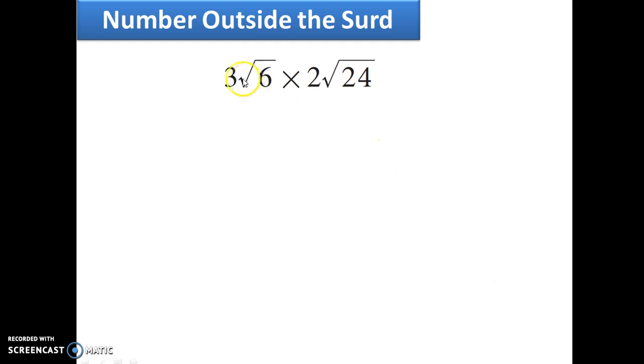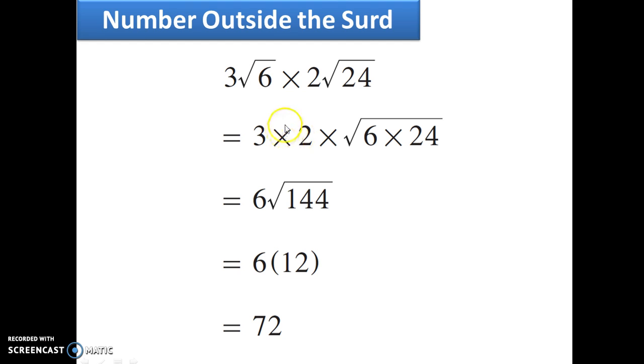What happens when there's a number outside the surd or outside the radical? When multiplying here, you just multiply the numbers on the outside and you multiply the two roots. So 3 times 2 on the outside, 6 times 24 on the inside. So we have 6 on the outside, 6 times 24 is 144, and the square root of 144 is 12. So this turned into a 12, and we have 6 times 12, which is 72.